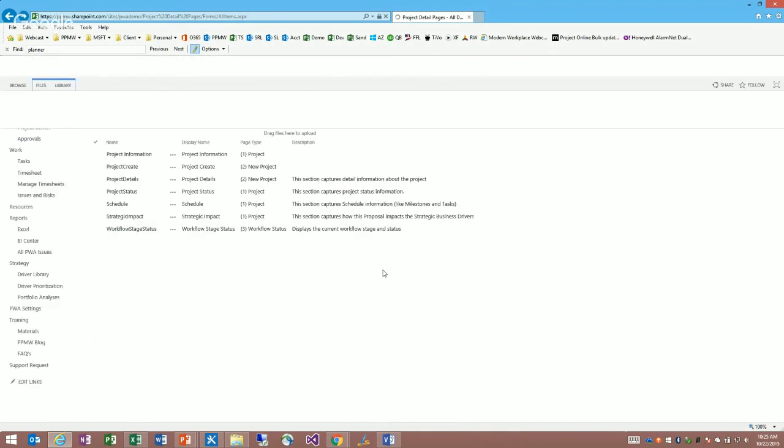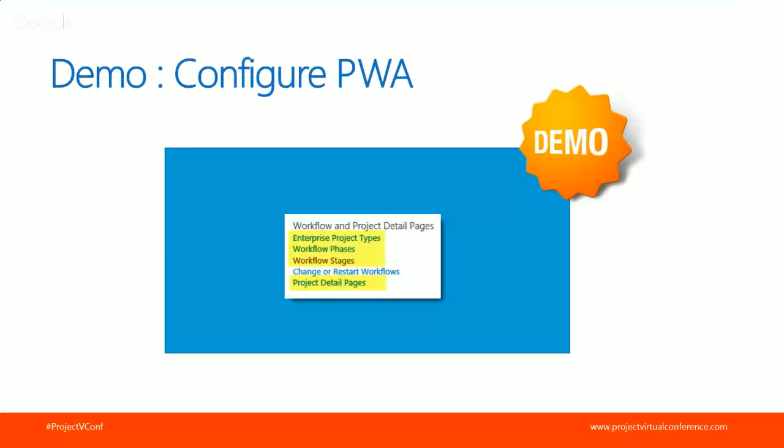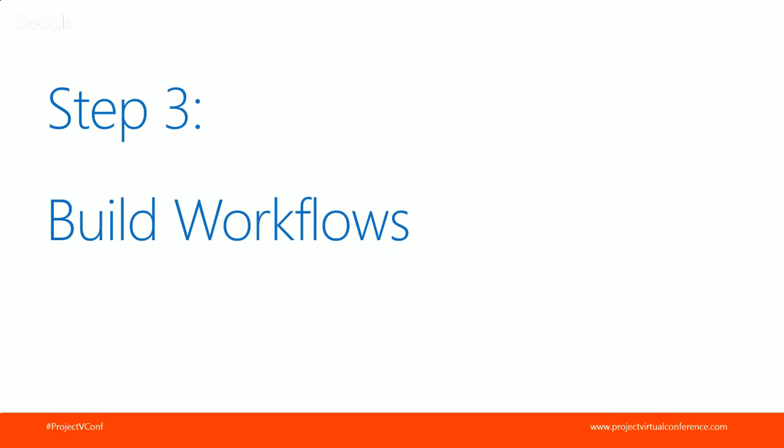So that was a really abbreviated guide at where you're going to find these areas to configure in your project web app. And for the sake of time, I'm going to move forward into more details on workflow. So we have everything in our project web app configured, and we're ready now to begin building our workflow.